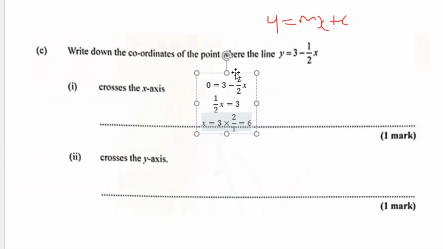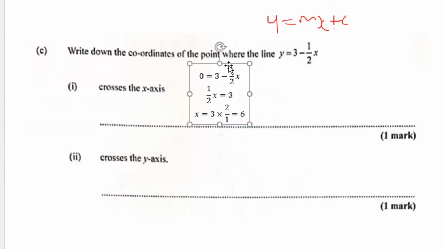So it crosses the x-axis at 6, and it says we should write the coordinates. So our coordinates would be, when we write our x value first, 6, followed by our y value, 0. Because it is a fact that it would cut the x-axis at the point where y is equal to 0. So that is our first mark.